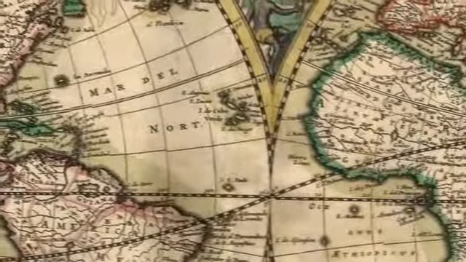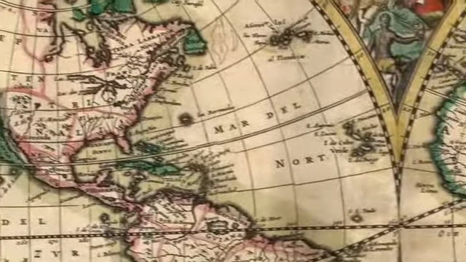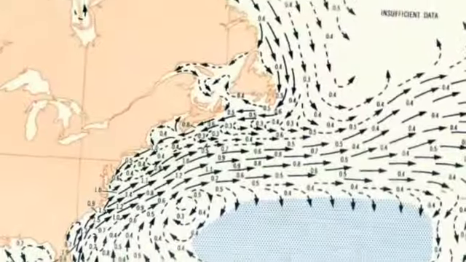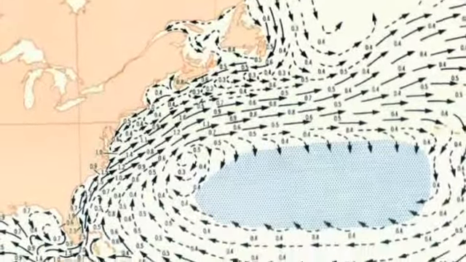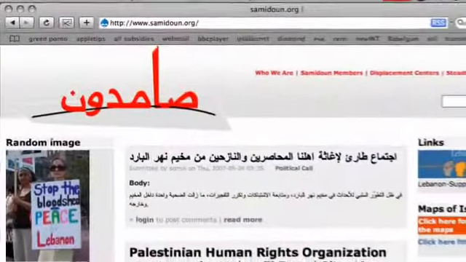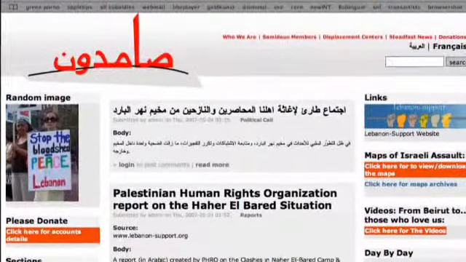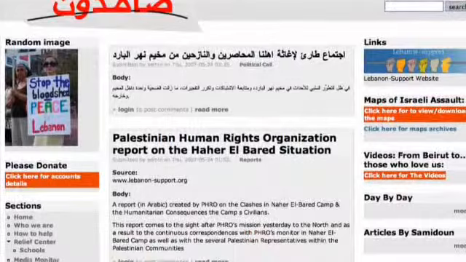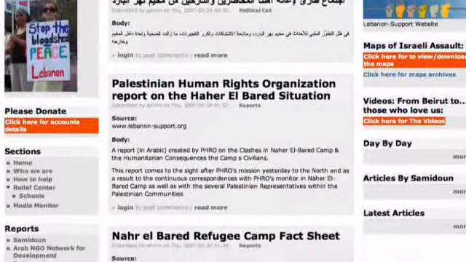Maps are another way to visualize information. There is something timeless about maps, and this may be why they are a medium that people seem to trust. During the 2006 Israeli invasion of Lebanon, human rights NGO Samidoun used maps to help people understand what was happening.